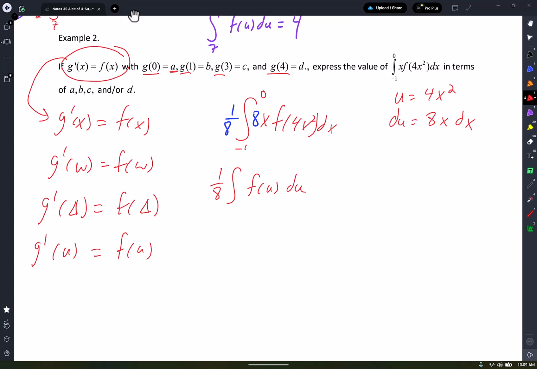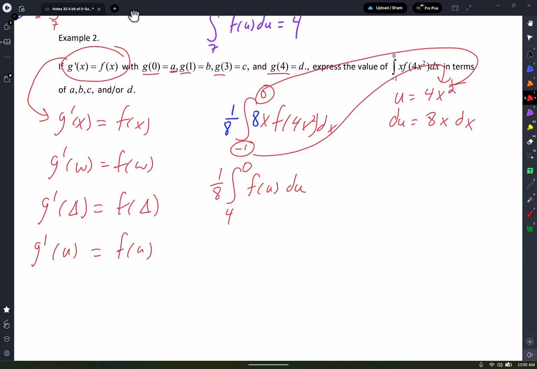When x is negative 1, negative 1 squared is 1, and 1 times 4 is 4. When x is 0, 0. I mean, you could simplify if you wanted to, but I'm going to leave it alone for now. Are we still okay? No, not always. It depends on whatever you have. It's ideal, but you don't have to. Are we okay so far, guys?